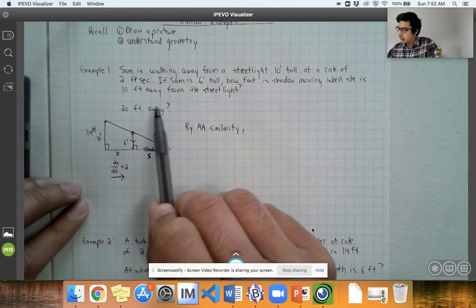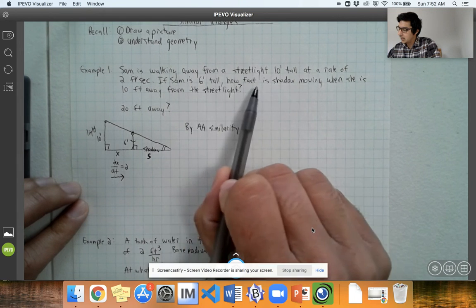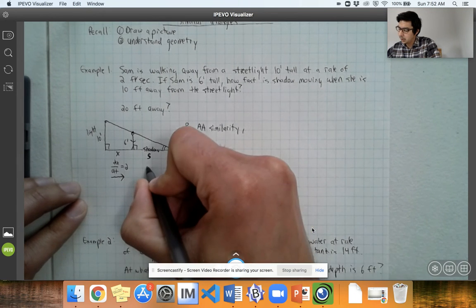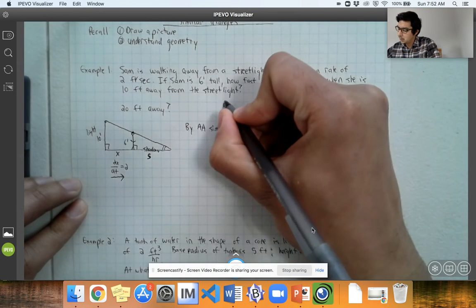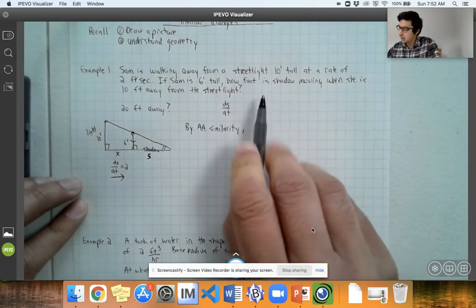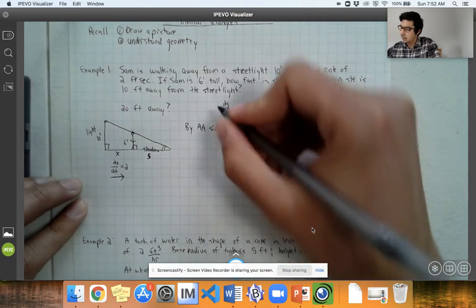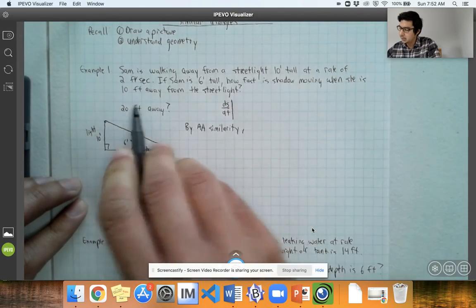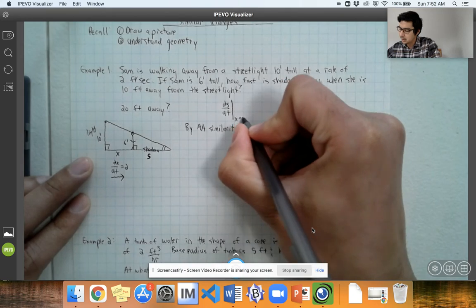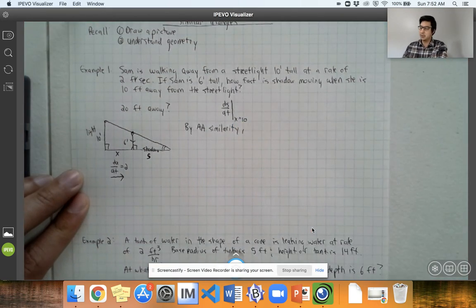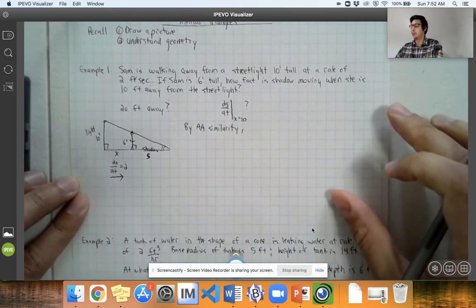And then what are we trying to solve here? How fast is the shadow moving? So basically what we're trying to do is figure out ds/dt, how fast the shadow is moving relative to time when she is 10 feet away, so when x is equal to 10 feet. Okay, so that's what we're trying to solve in this problem.